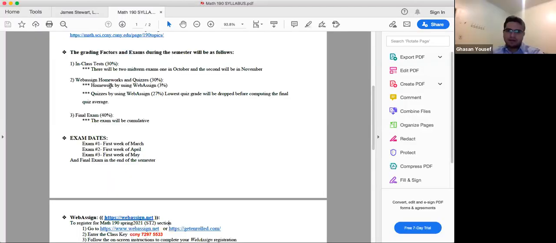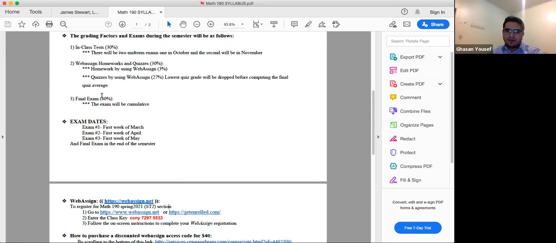All of them, the total for the three tests is 30%. And WebAssign and homework, 30%, 3% for the homework. It's weekly homework. I will post it after the lecture class. And the quizzes is 27%. You should do the homework. You must do the homework because the quizzes is similar to the homework. So if you do the homework in the quizzes, you would get full mark.